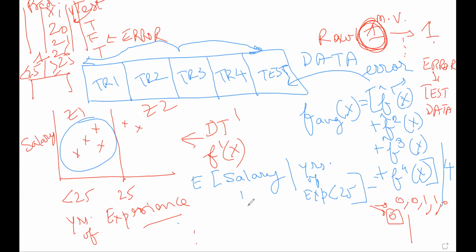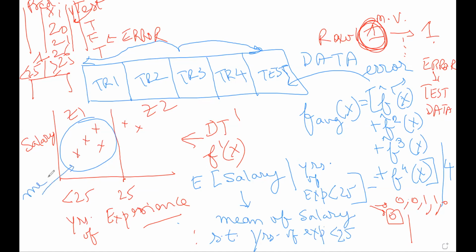So it's basically, in layman's words, I'm calculating the mean of salary such that the years of experience is less than 25. So I take all these points, say these 4 points, and I calculate the mean. Say the salary value mean comes out to be 110 units, 110 in some units.